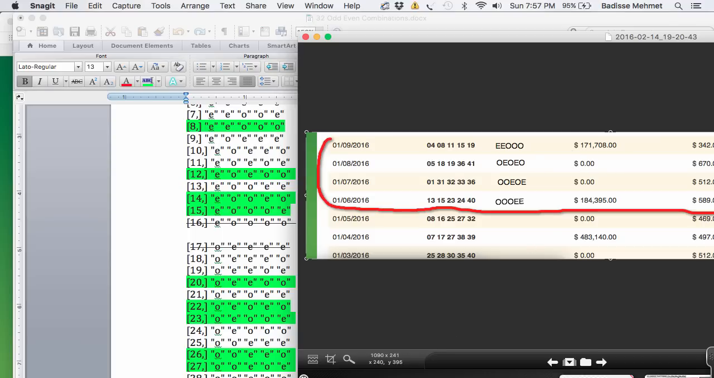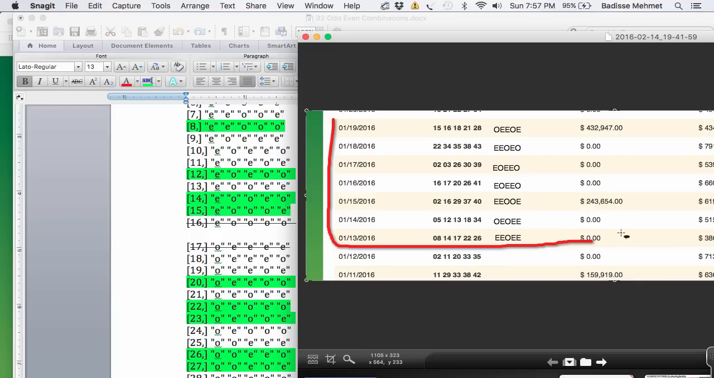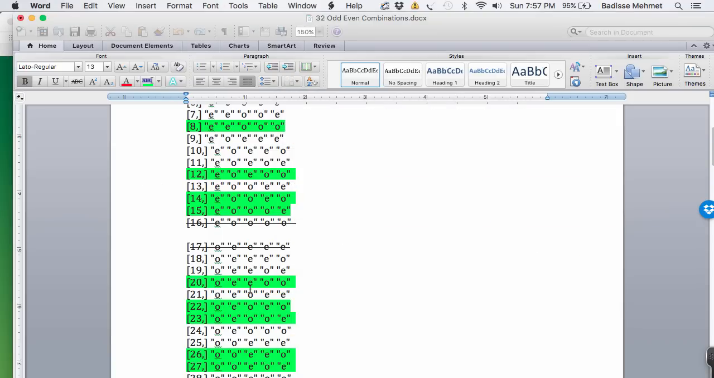And watch this, here's even better. Look at this: 3 evens. We start with January 13th to January 19th. January 13th, 3 evens. 14, 3 evens. 15, 3 evens. 16, 3 evens. 17, 3 evens. 18, 3 evens. 19, 3 evens. There are so many odd even patterns here that have 3 evens, just like 3 odds.